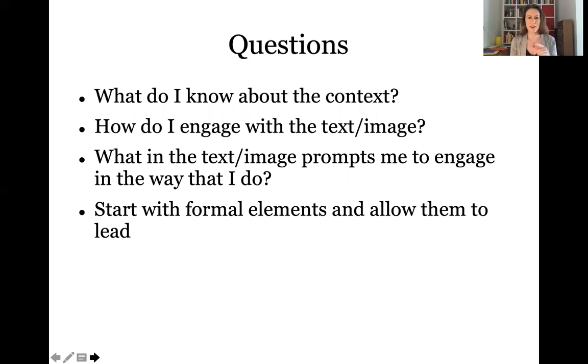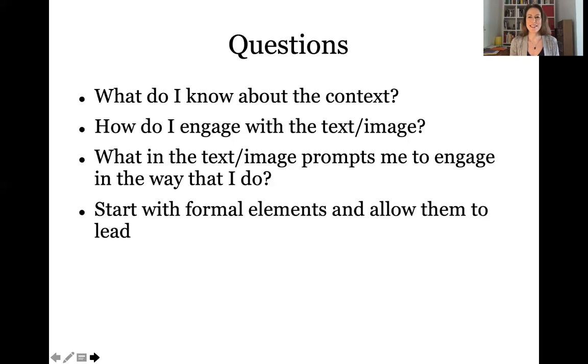So what is it in the text or in the image that I'm looking at that prompts me to engage in the way that I do? Is there something that is specifically drawing my attention? Why is it that I keep coming back to this line of the poem? Why is it that I keep coming back to this figure in the bottom right-hand corner? Is there something that's pointing me towards that?